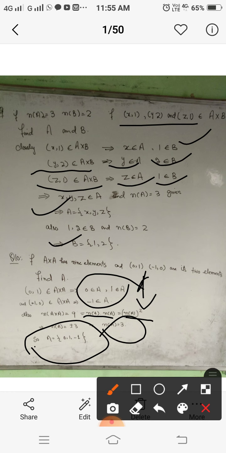So in this way we completed this topic, that is the Cartesian product of two sets. Inshallah, in tomorrow's video lecture we will discuss another important topic, that is relations: how we define a relation, and how to find the relation between two sets. So thank you.